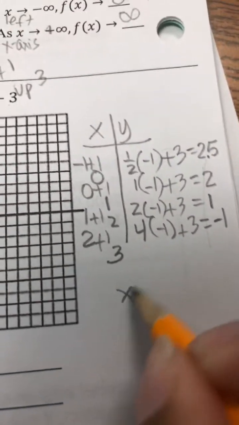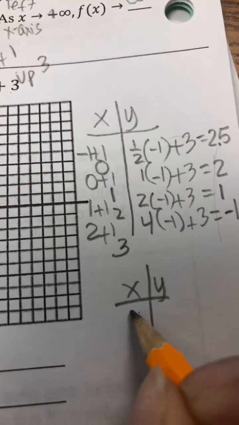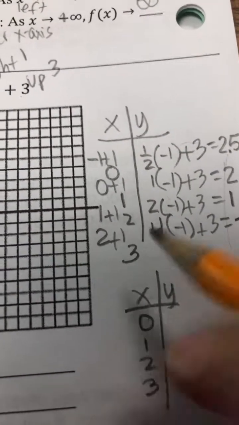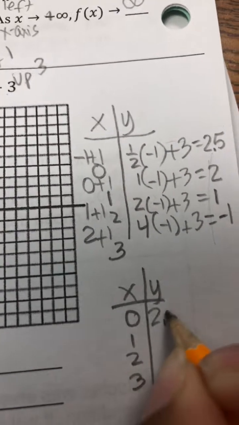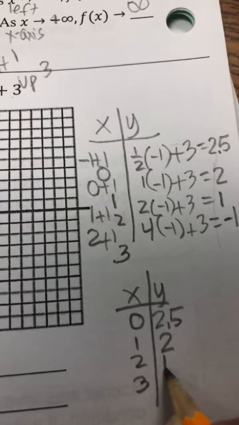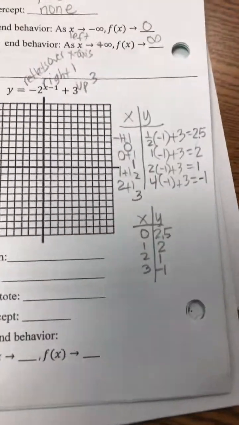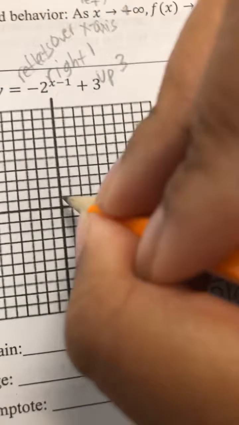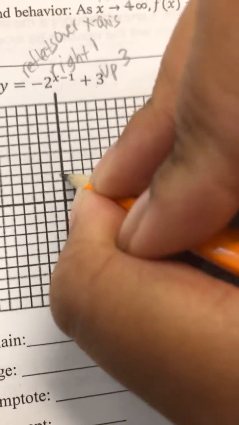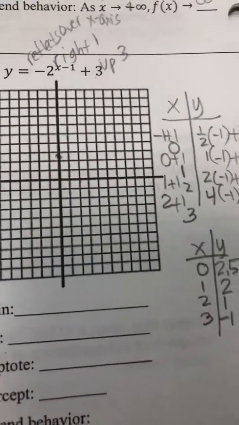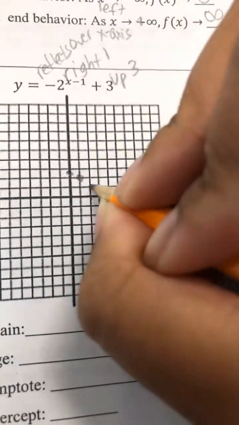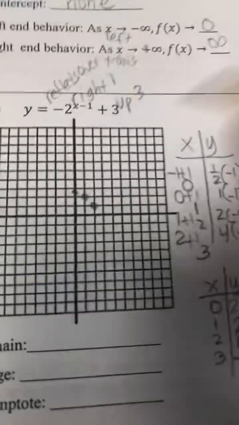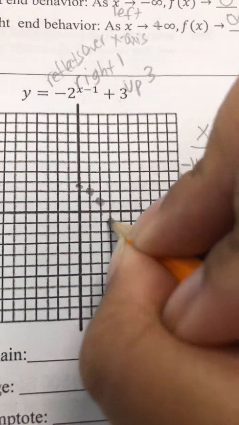So if I were to rewrite this table, and I'm sorry I didn't rewrite it before, I have 0, 1, 2, 3 as my x values, and 2.5, 2, 1, and negative 1 as my y values. So let's plot them. So 2.5 falls right in between 2 and 3. 1, 2; 2, 1; and 3, negative 1. So watch how this graph goes. It's a little different.